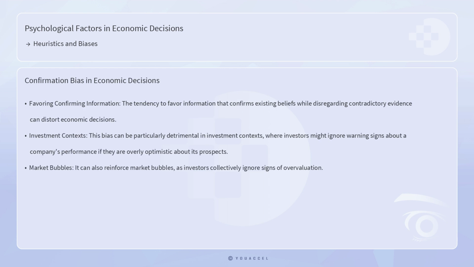Confirmation bias, the tendency to favor information that confirms existing beliefs while disregarding contradictory evidence, can also distort economic decisions. This bias can be particularly detrimental in investment contexts, where investors might ignore warning signs about a company's performance if they are overly optimistic about its prospects. It can also reinforce market bubbles, as investors collectively ignore signs of overvaluation.